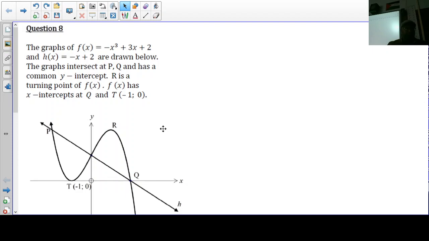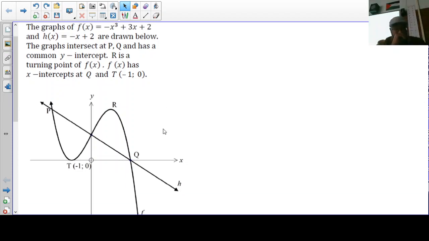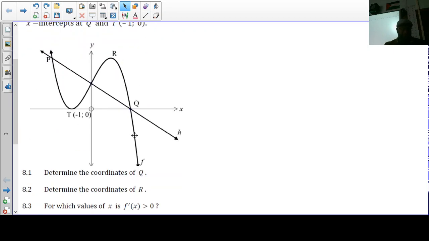In question 8, we are told the graphs of f of x equals negative x cubed plus 3x plus 2 and h of x, which is a straight line defined by negative x plus 2, are drawn below. The graphs intersect at P and Q and have a common y-intercept. It's not marked there. R is the turning point of f of x. You don't have the coordinates there. f of x has the x-intercept at Q and at T.